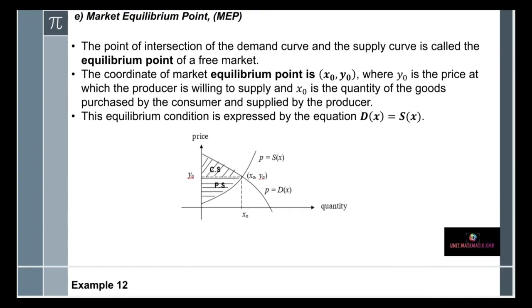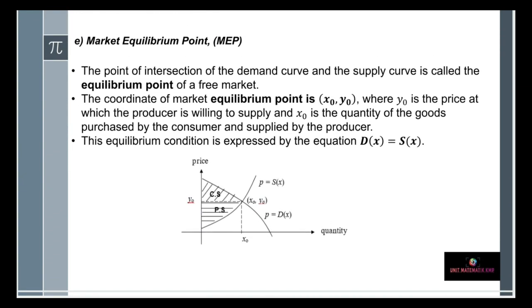And last one is the market equilibrium point, MEP. Okay, the point of intersection of the demand curve and the supply curve. Which means you have to take D(x) equals S(x). It's called the equilibrium point of a free market.